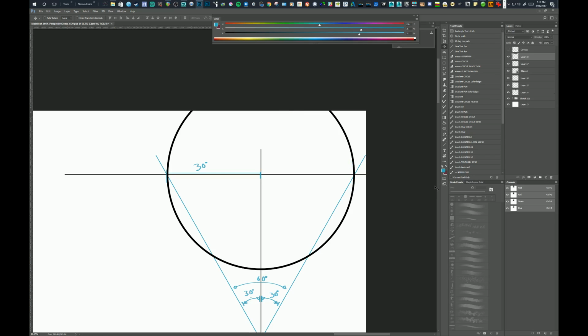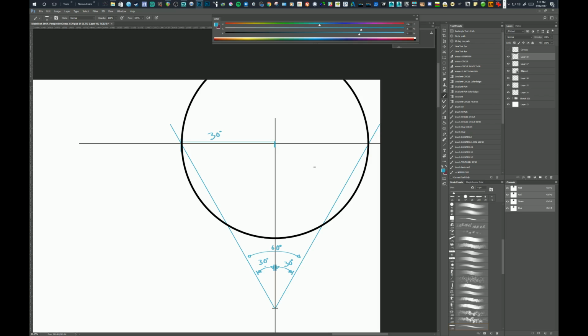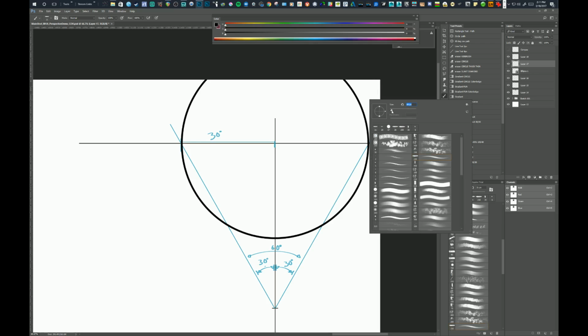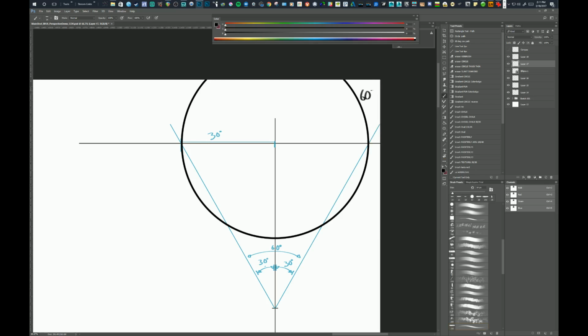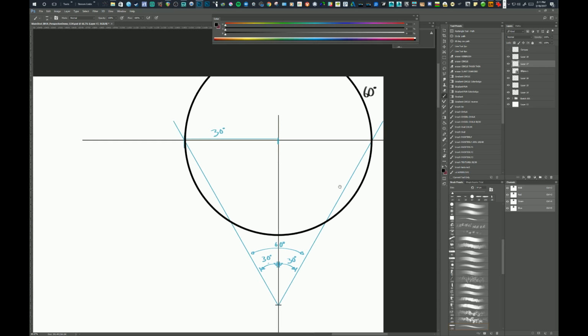Now that I have my cone of vision, I could say, and I know it's 60 degrees, right? So this cone of vision is in fact 60 degrees. In fact, that's what it is. That's just how it is, right?